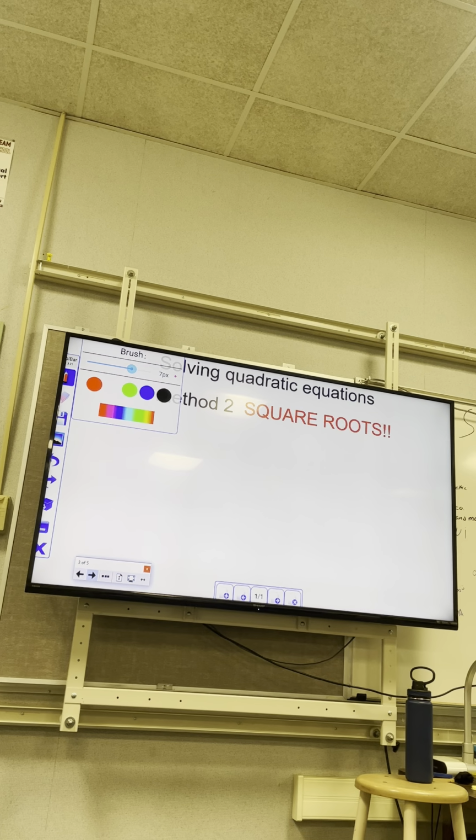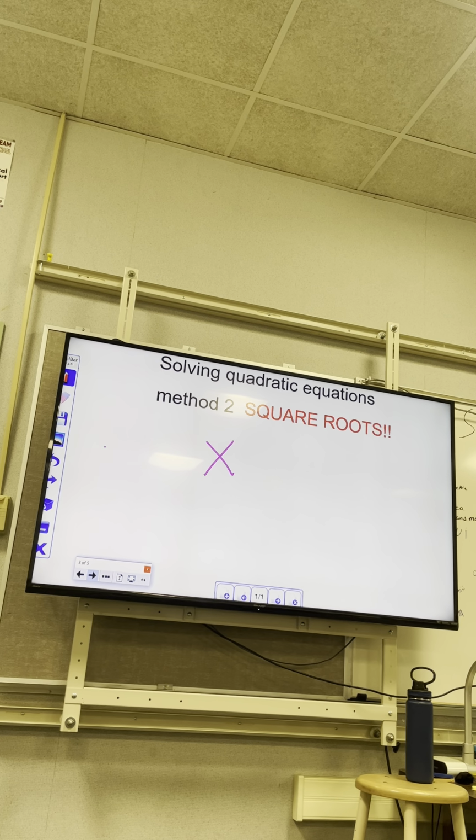This guy right here is something that we have already done. We did this problem in the very beginning of this chapter. We knew it was quadratic because it's got a square, which means we're going to get two answers.